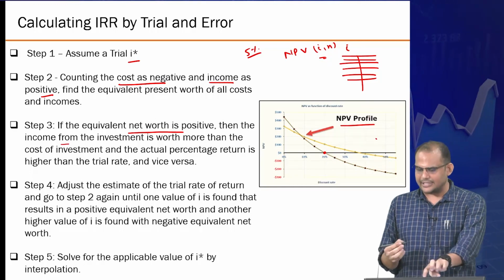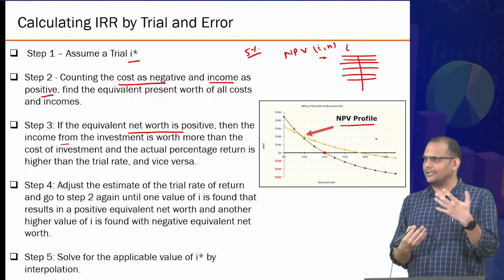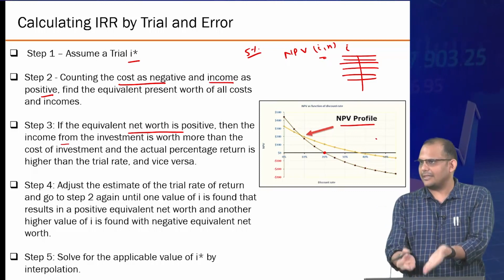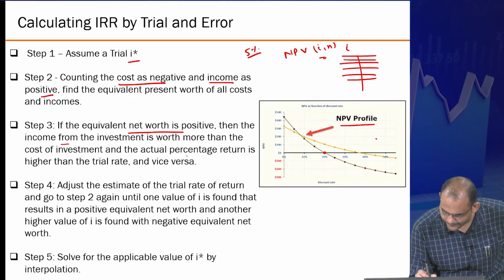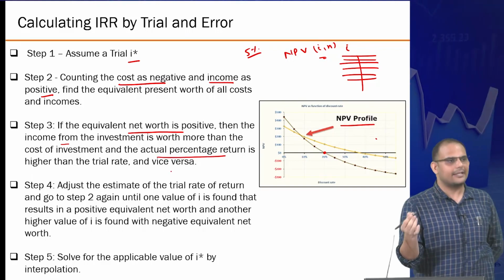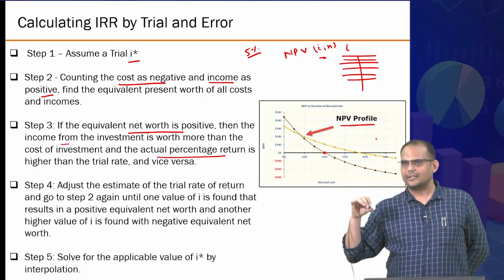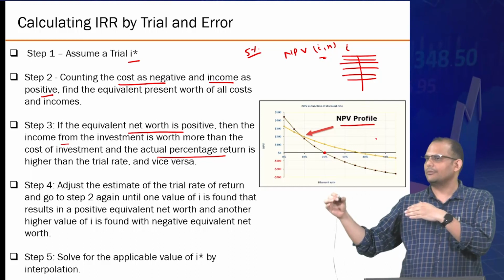If at this assumed I value, your income is higher than the cost, it means the actual rate of return should be slightly higher, right? Because at this discount rate, you are getting actually a positive side of the curve. So the actual percentage return is higher than the trial rate and vice versa. If at an assumed value you are getting less or a negative, it means your actual return is slightly lesser compared to what you have assumed.